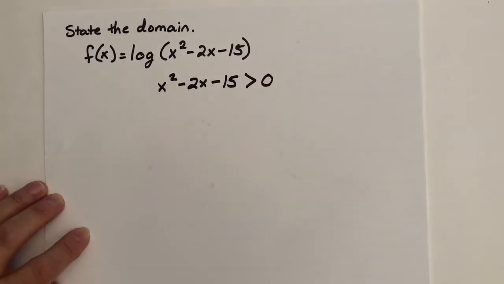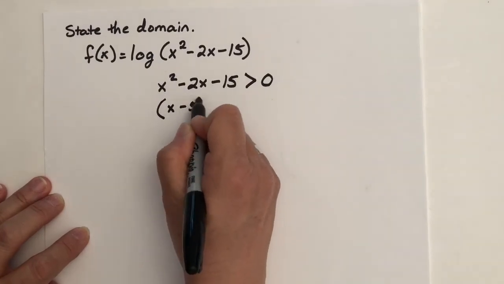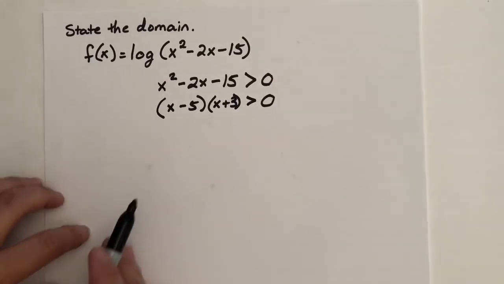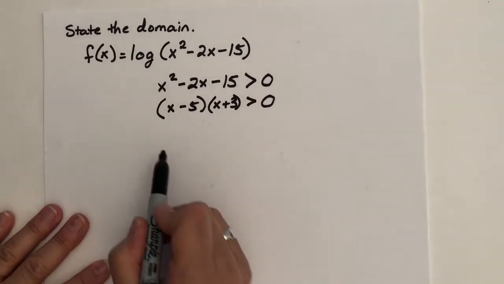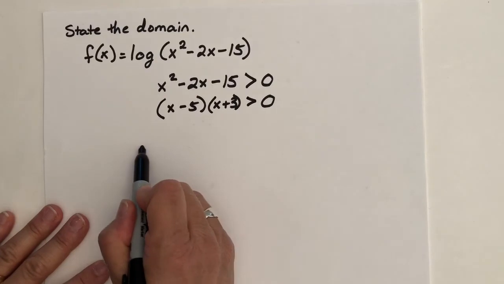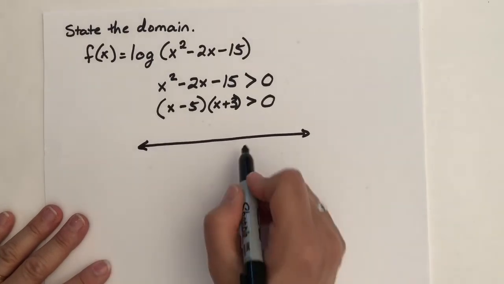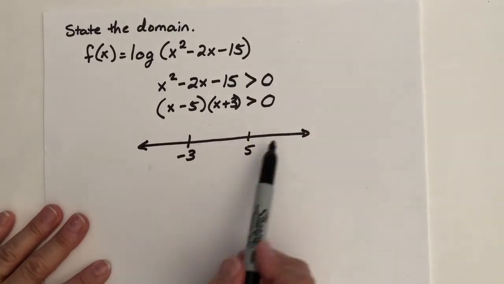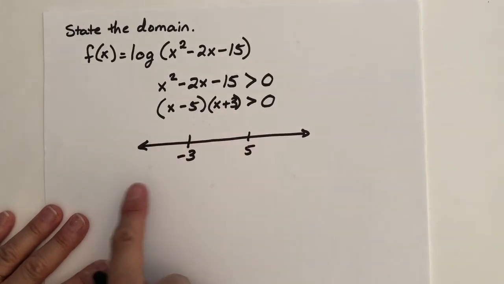And I like this one as a reminder of how to solve a polynomial inequality. Let's factor it. We have x minus 5 times x plus 3 is greater than 0. And sometimes when people are working with logarithms, they forget about their polynomial inequality strategy. Remember, we need to figure out where the product is positive, and we're going to do that by interval testing. Our critical values are 5 and negative 3, and our job is to determine whether the numbers in each interval make this product positive or whether they make it negative.